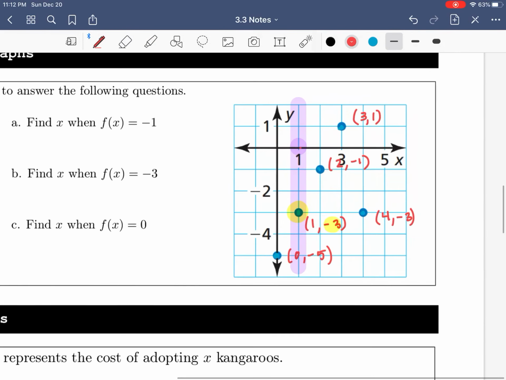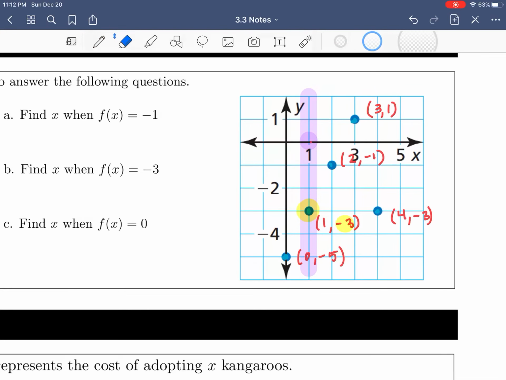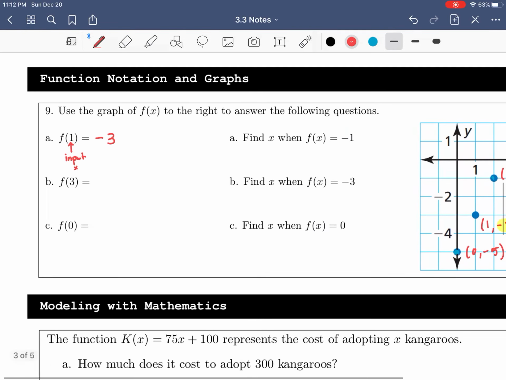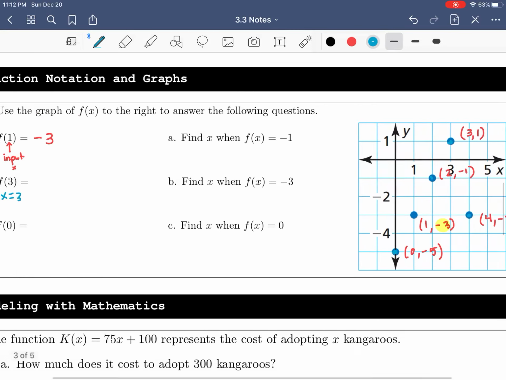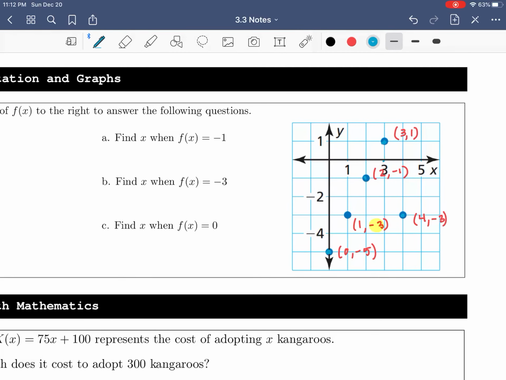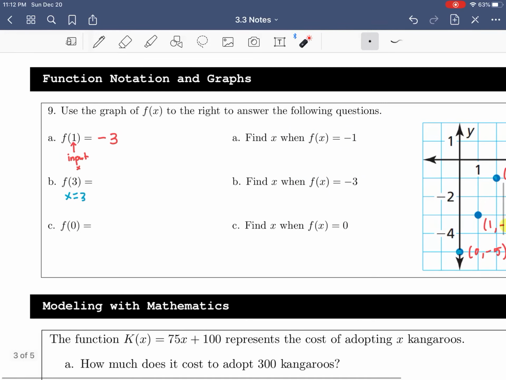Let's see that again in slow motion. I'm going to erase that stuff in here. Okay. F of 3. So it's saying x equals 3. So I'm going to find 3 on my x-axis. Here it is. And where's my dot that goes with that? Well, it's right up here. And the y value there is 1. Okay, so f of 3 equals 1.